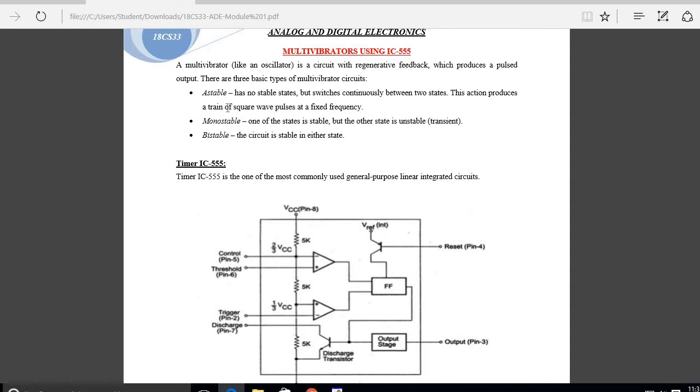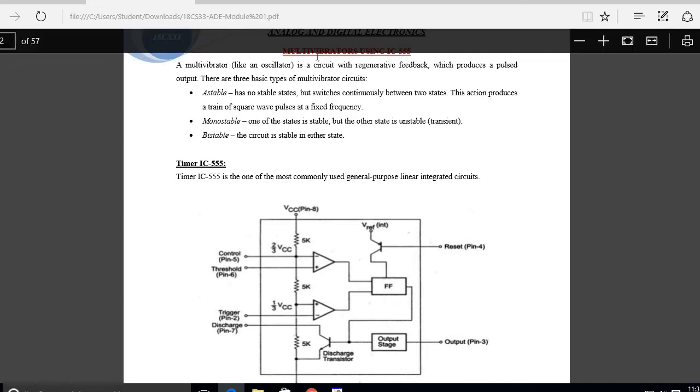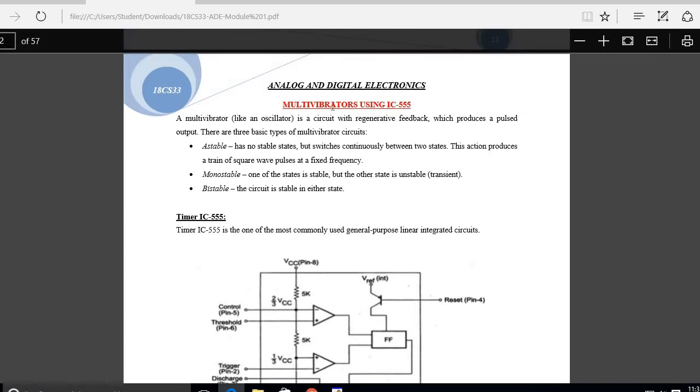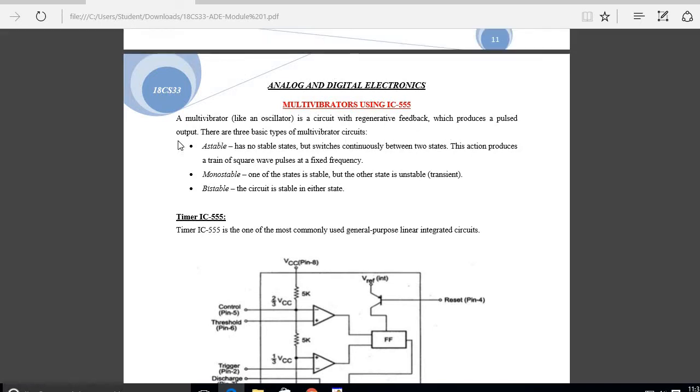First you should remember what astable, monostable and bistable are in multivibrators using IC555. A multivibrator is a circuit with regenerative feedback that produces a pulsed output. Pulsed means square output. There are three basic types. First is astable: it has no stable states and switches continuously between two states. This action produces a train of square wave pulses at a fixed frequency.